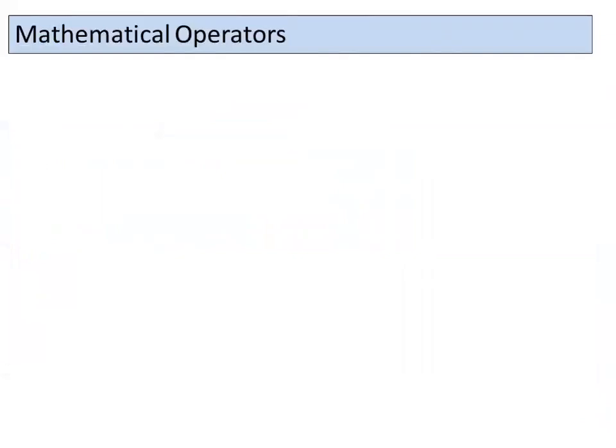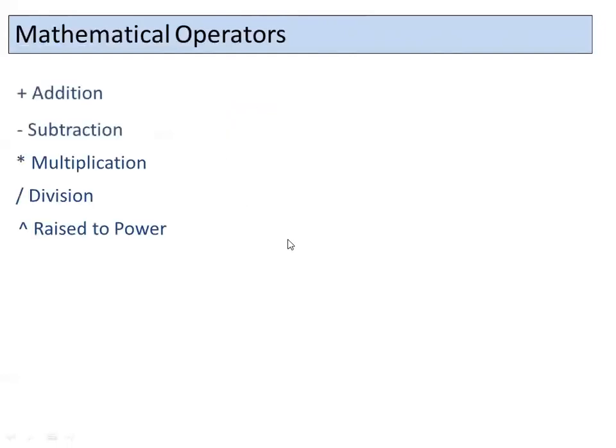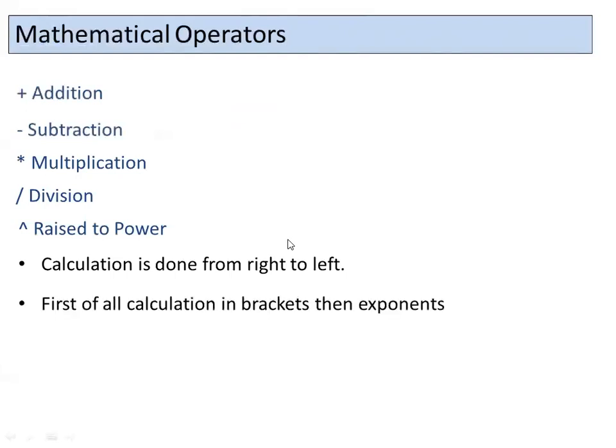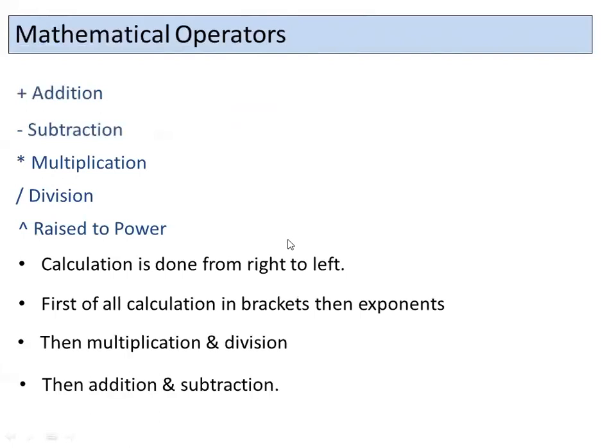Now, what are the things that you can actually work on in R? One of them is mathematical operations. You can do addition, subtraction, multiplication, division, power and compounding calculations. The calculation is done from right to left. First, the calculation in brackets is done, then exponents, then multiplication, division, and then addition and subtraction. This basically follows the BODMAS rule, where the brackets and other operations take place before the others.